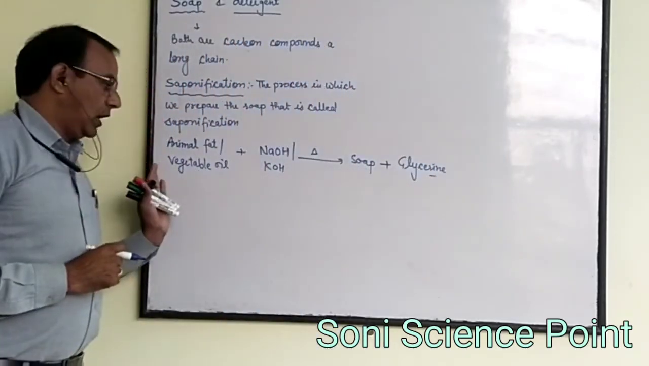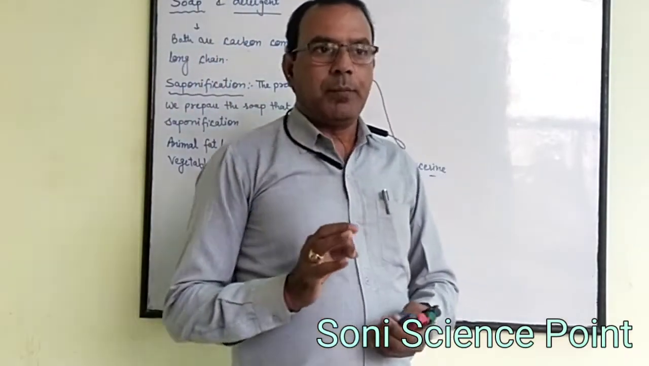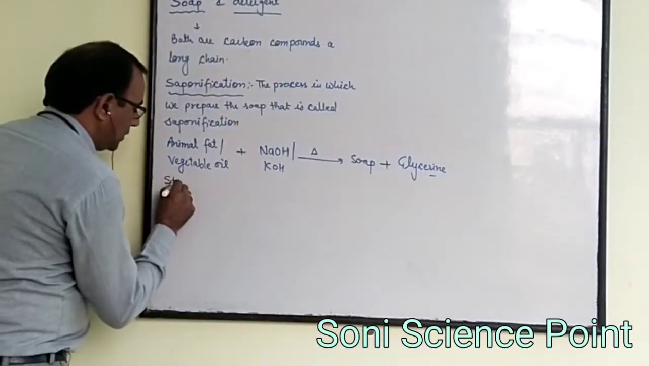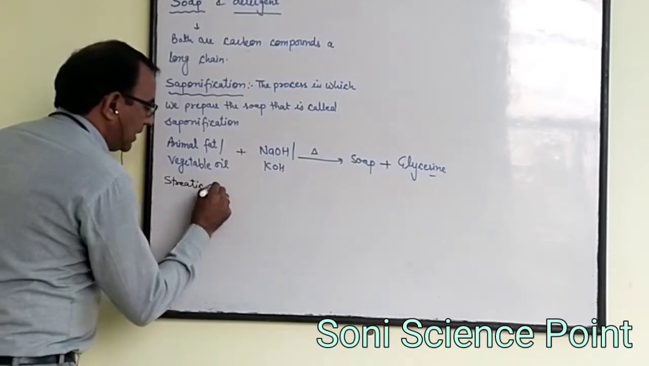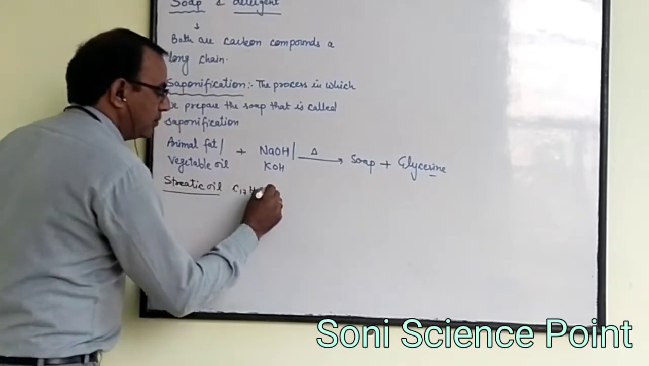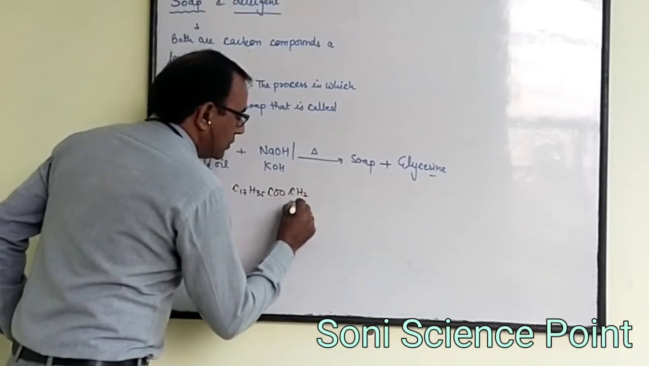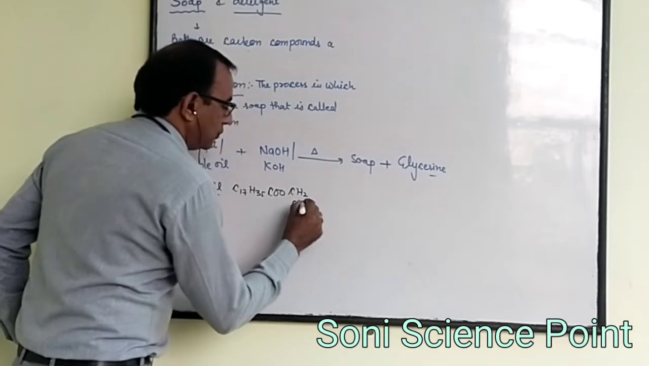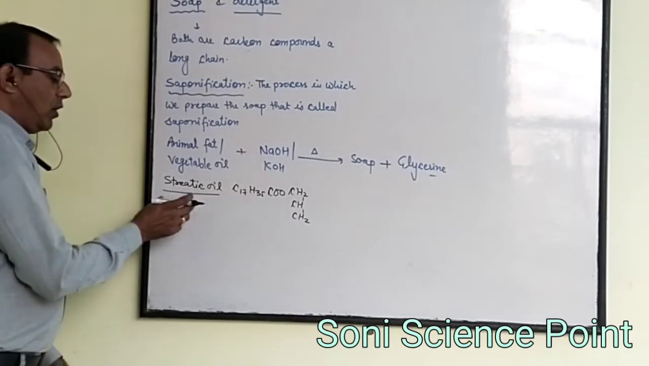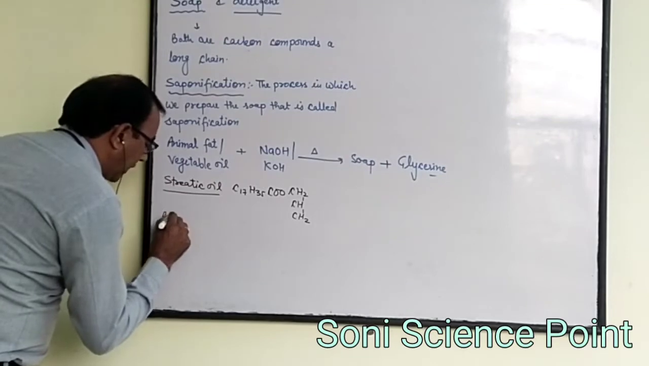What is the chemical formula of vegetable oil? We can take two types of vegetable oil, palmitic or stearic. In stearic oil, the formula is C17H35COO bonded to CH2, CH, CH2. This is the chemical formula of stearic oil. We can take palmitic oil also.